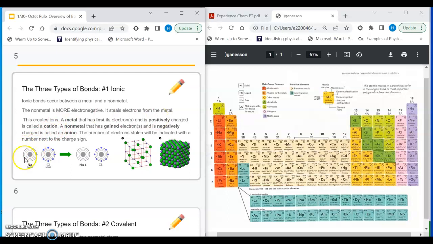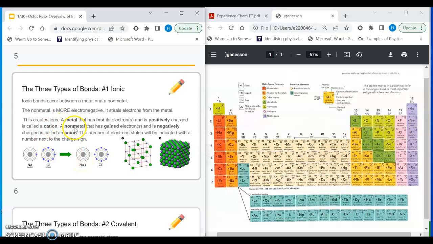When we have a positively charged ion, we call that a cation. So if we look down here at this drawing with sodium and chlorine, we can see that sodium in the reaction where they're bonding loses its electron to chlorine. That makes sodium a cation. It lost 1 electron, and now it has a charge of +1.